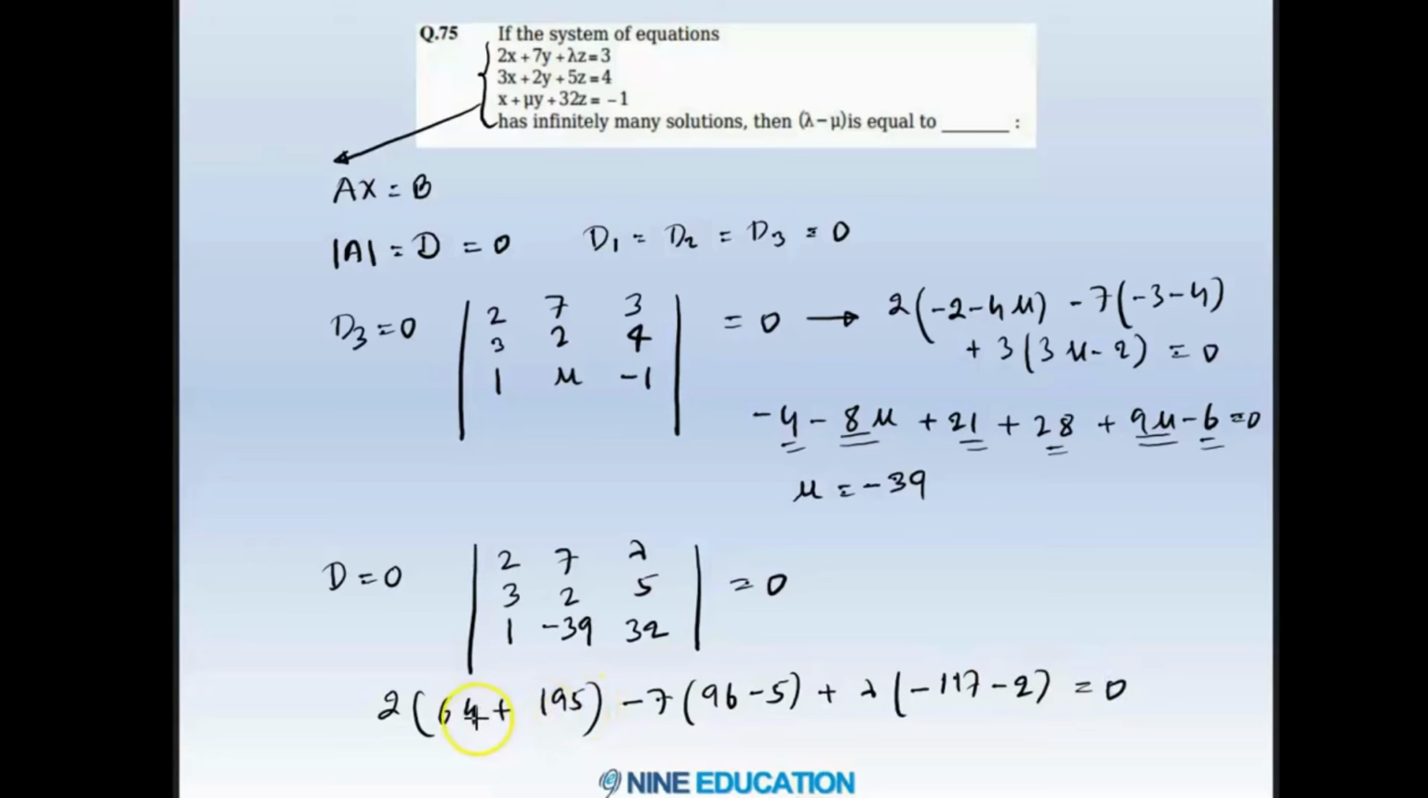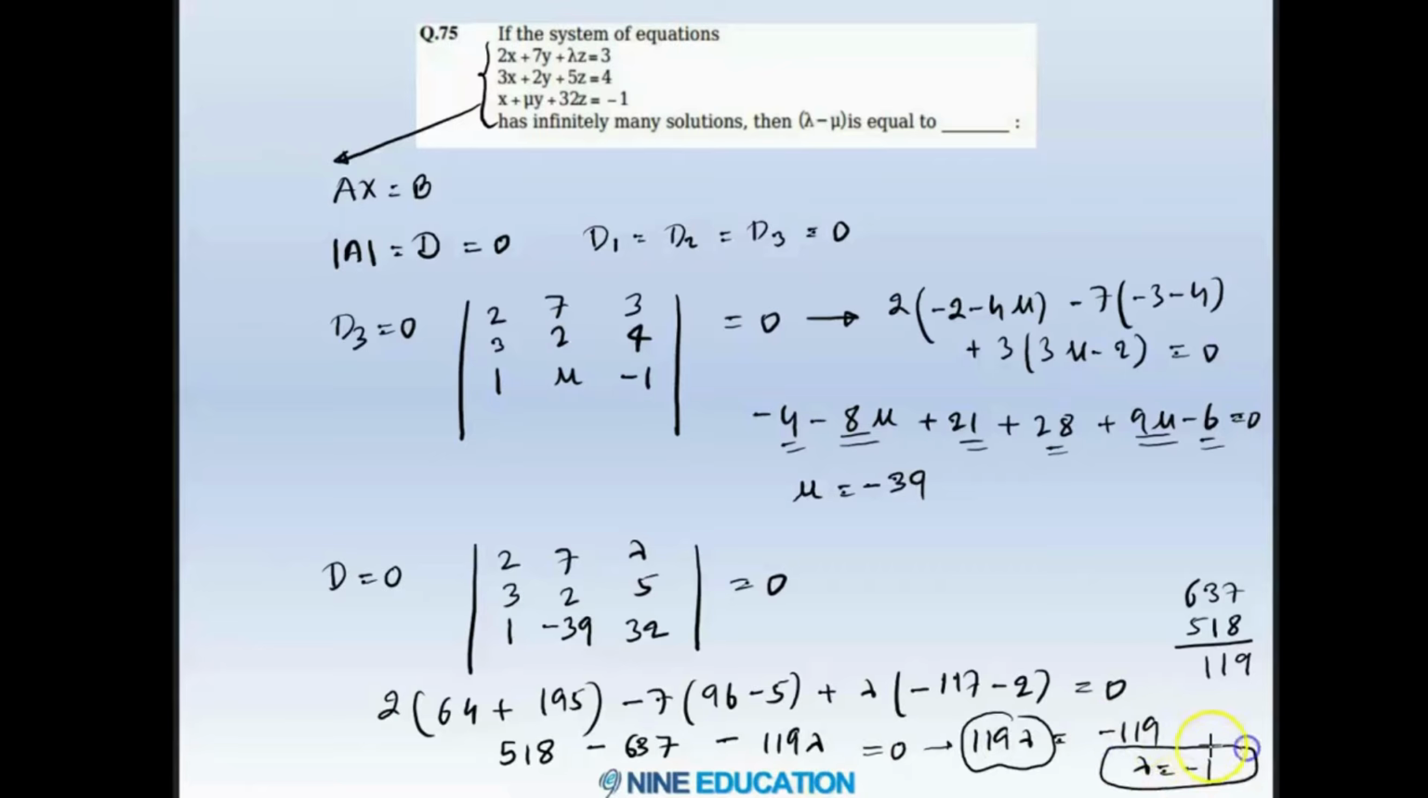So 195 plus 64 is basically 259. Okay, 259 into 2 is basically 518. 96 minus 5 is 91. 91 into 7 is basically 637. Okay, and then here we are having minus 119 lambda, that is equal to 0. So 119 lambda is equal to minus 119. So lambda value is coming out to be minus 1. So the right answer for this question is basically lambda minus mu is minus 1 minus of mu, which is minus 39. So it's 39 minus 1, which is 38.